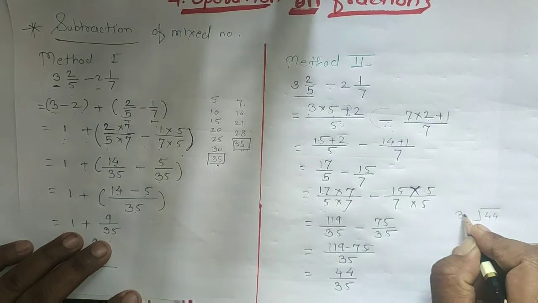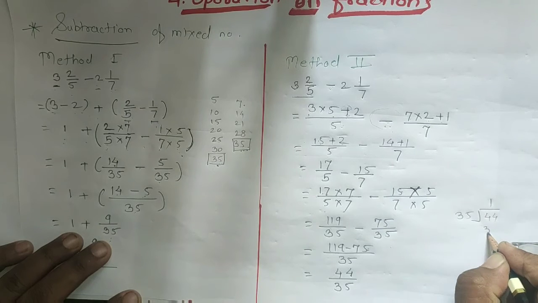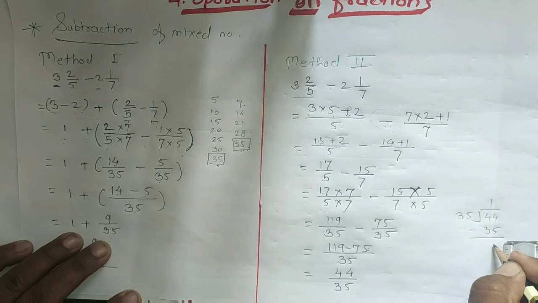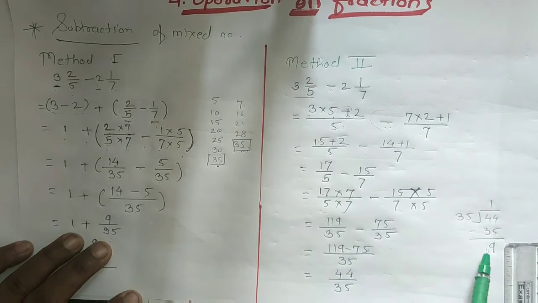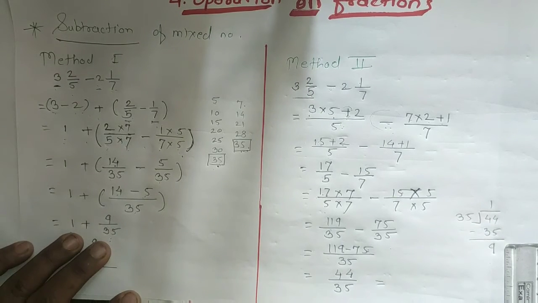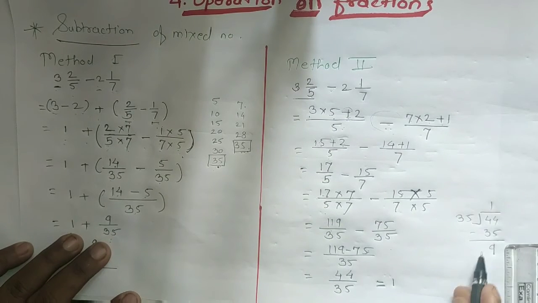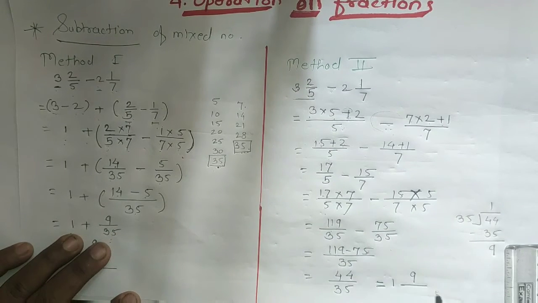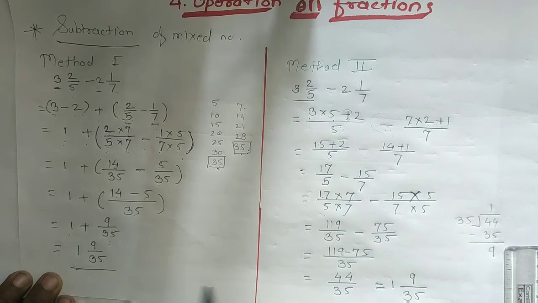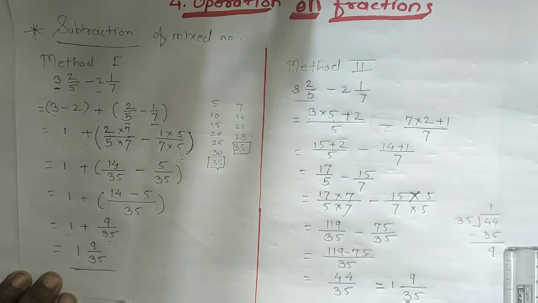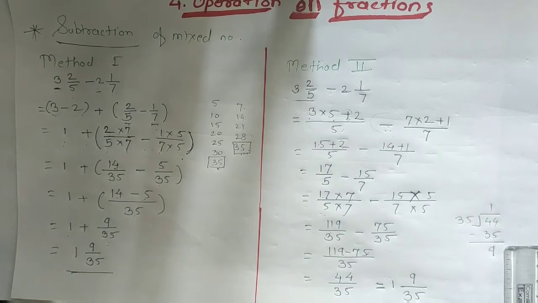44 divided by 35. 35 is 35. So subtraction done. Then what will you get here? Answer 9. 44 minus 35 is equal to 9. So this 9, I have to write here, forward is equal to 1. The 9 is the remainder, we have to write it above the fraction, and here 35. So if you solve it by any method, both the answers are same. Okay. In this way, we have to do the subtraction.